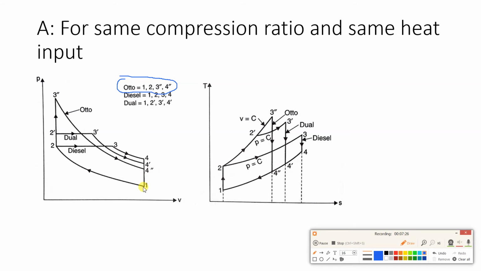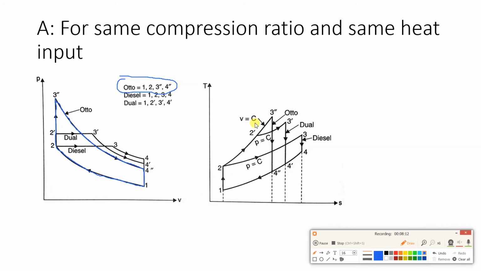So here you can see process 1 to 2, this is isentropic compression in case of the Otto cycle. Then 2 to 3 double dash is constant volume heat addition in the Otto cycle. Then 3 double dash to 4 double dash will be isentropic expansion in case of the Otto cycle, and 4 double dash to 1 will be constant volume heat rejection in case of the Otto cycle.